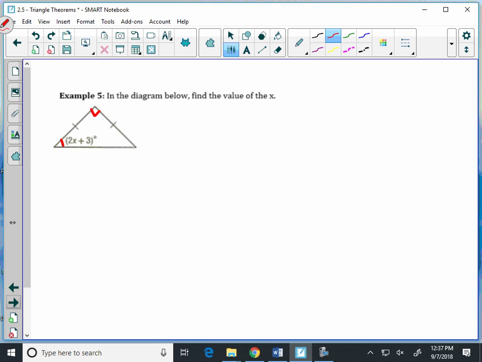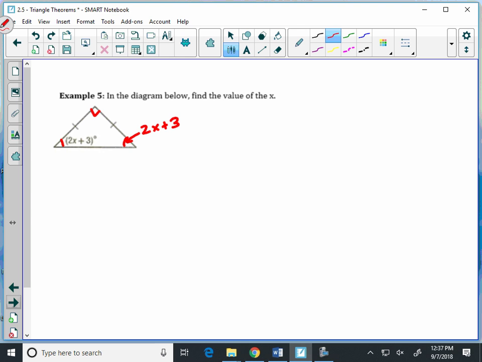Yeah, it's an isosceles triangle. Good. So what do we know about the angles across from those sides? They're the same. So 2x plus 3 is across from a tick mark. That other angle we don't know anything about is also across from a tick mark, so that means they're the same. Well, if we know they're the same, then one of the angles is 2x plus 3. What does the other angle also have to be? 2x plus 3.